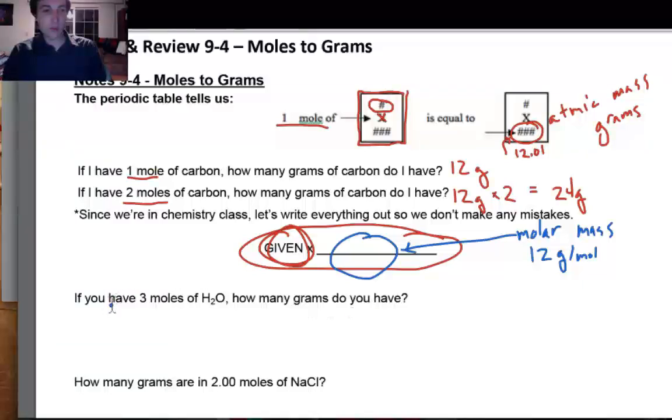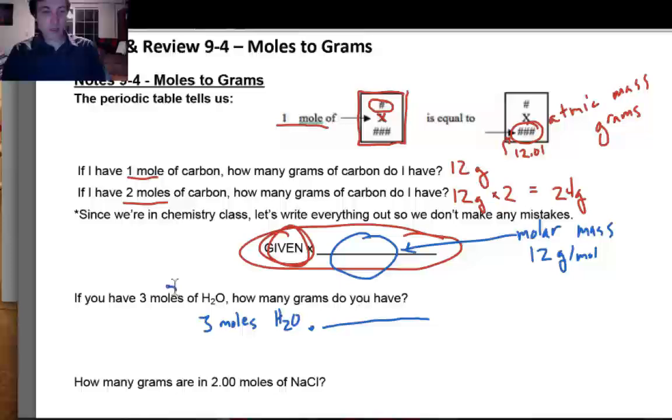All right, so let's look at an example here. If you have 3 moles of water, how many grams do you have? Well, let's see. Our given is 3 moles, so we know that we have 3 moles of H2O. Then we do our dot and line. Now we need some numbers here.